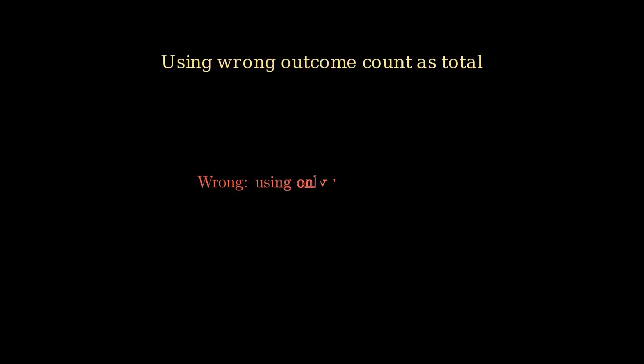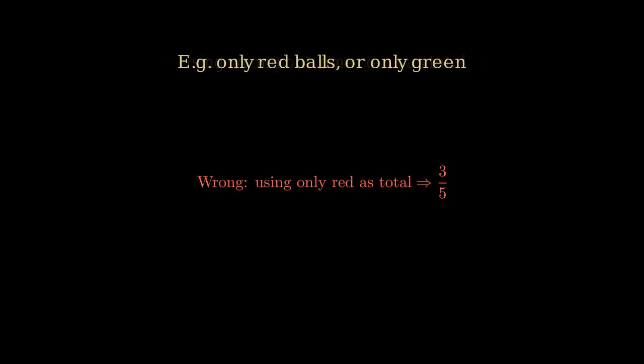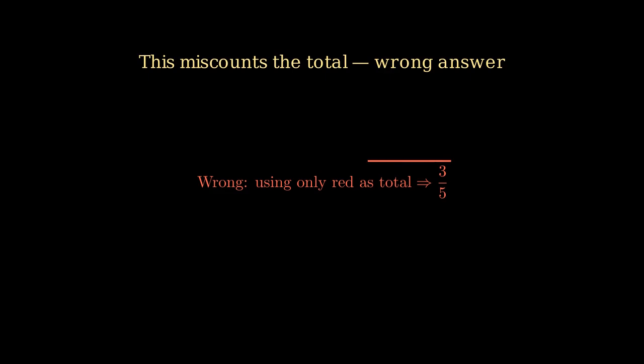Now, a common trip up to watch for. Learners sometimes use the count of the other outcome as the total instead of using all possible outcomes. For example, using just the red balls or just the green sections as the total is an error in how the total is being counted, and it will give a wrong answer.